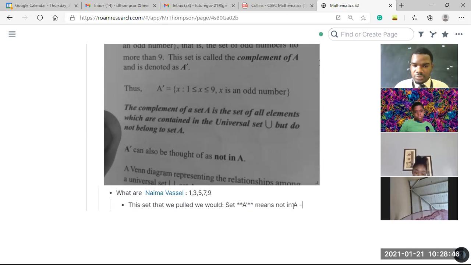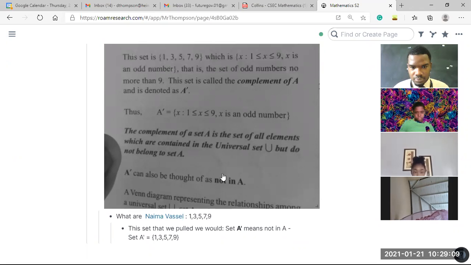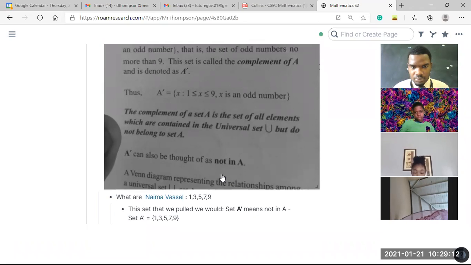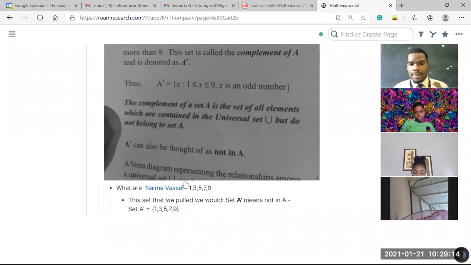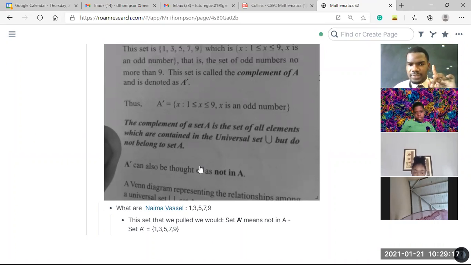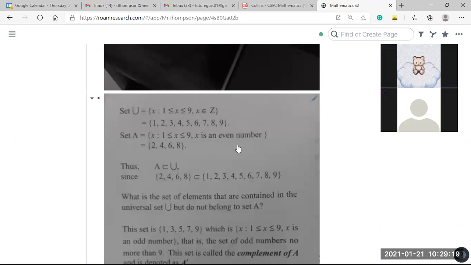Everybody understand? So let's write all the values that Naima said were not in A. So we're going to say set A complement is the set of 1, 3, 5, 7, 9. Everybody understand complements? So complement is the opposite of intersection. Right. So we have one final thing to write. Let's pick on Michael.